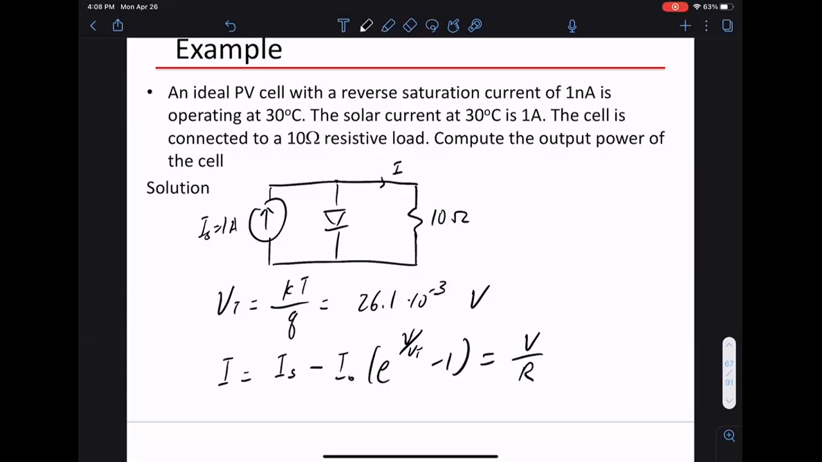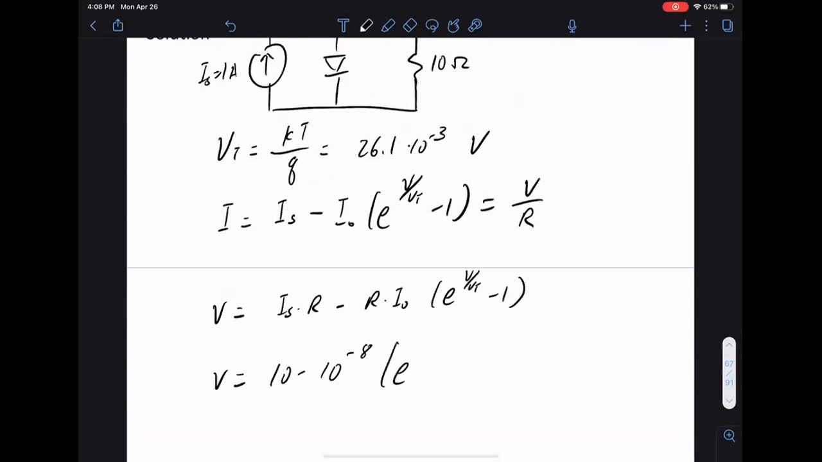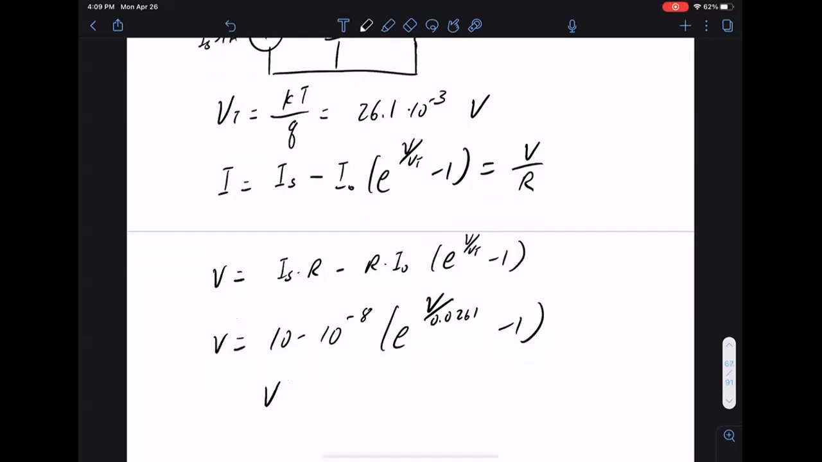And then we need to solve for V. So here we have V equals IS times R minus R times I0 times e to the V over VT minus 1. We have V equals 10 minus 10 to the minus 8 e to the V over 0.0261 minus 1. And this is our equation. Again, you can solve this in many ways. It's easiest if you're using a computer to just do an exhaustive search, searching over V to find out what this is. So we get V is roughly 0.47 volts.